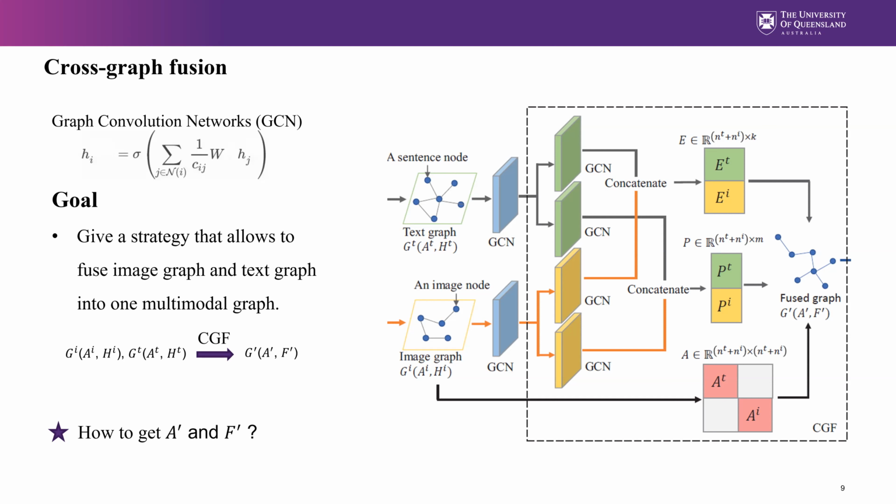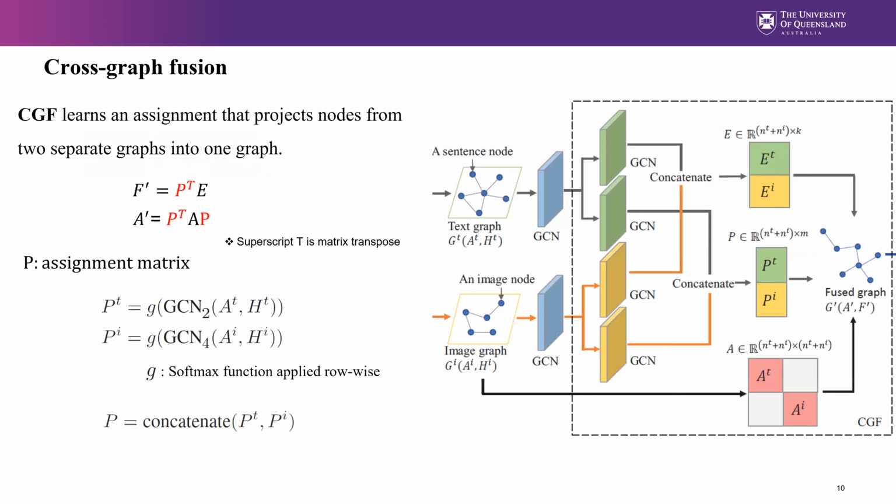So the aim of the cross-graph fusion is to fuse the text graph G_T and the image graph G_I into one multimodal graph G prime. As we know, a graph can be well described by a set of nodes and edges. So now the problem is converted to how we could get the feature matrix and the adjacency matrix of the fused multimodal graph, in order to find the graph G prime.